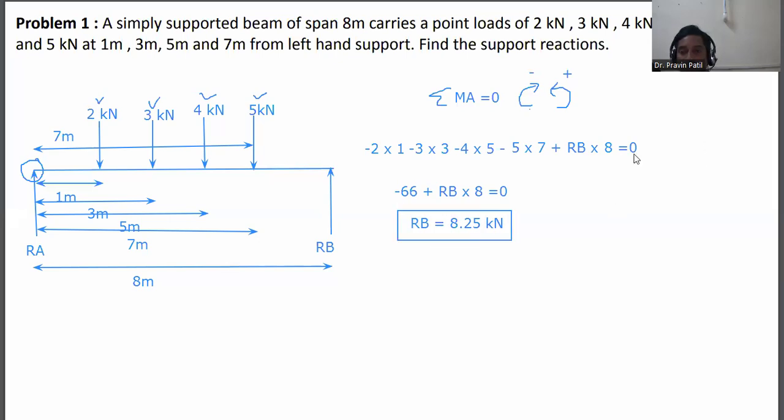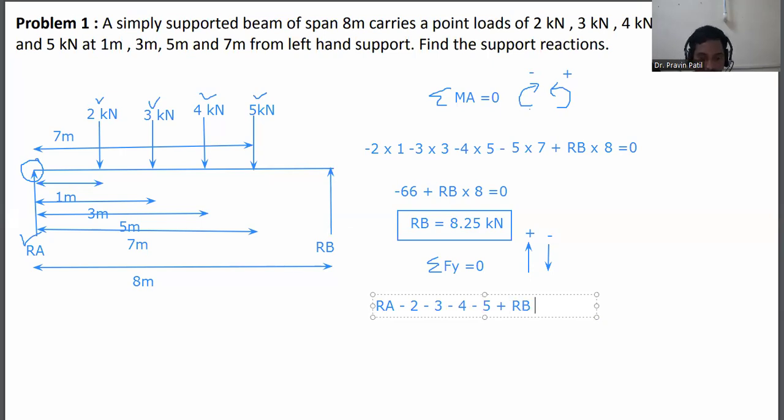Next we apply the equilibrium equation summation Fy is equal to 0. For that, a force in the upward direction is positive and a force in the downward direction is negative. RA goes upward, so positive. The 2 kN goes downward, so minus 2. The 3 kN also goes downward, so minus 3. The 4 kN goes downward, so minus 4. The 5 kN goes downward, so minus 5. Plus RB, which goes upward.